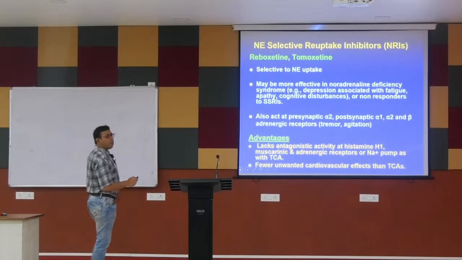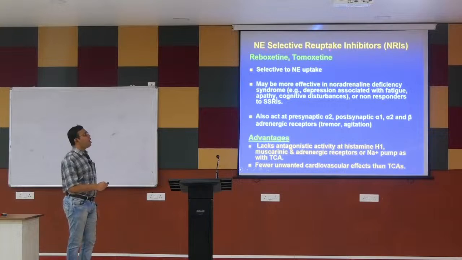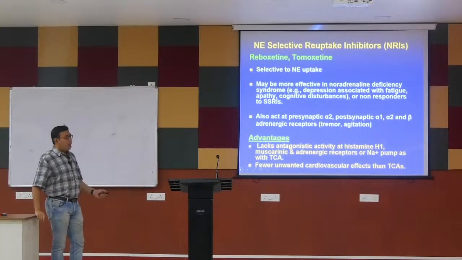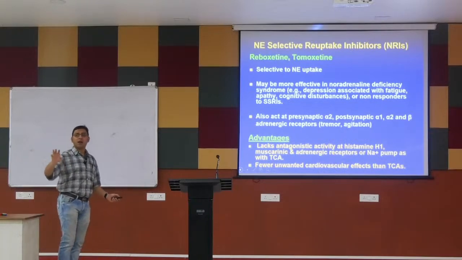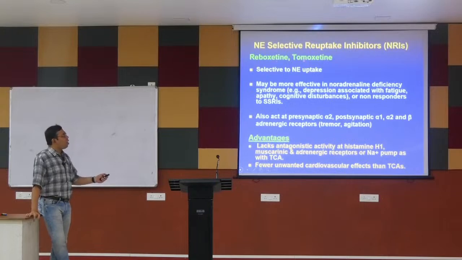Now coming to some other atypical antidepressant drugs like norepinephrine selective reuptake inhibitors. Just remember the names reboxetine and tamoxifen. The advantage is they lack the antagonistic activity at different other receptors. That's why the side effects are less. Details are not required. Just remember the names reboxetine and tamoxifen.